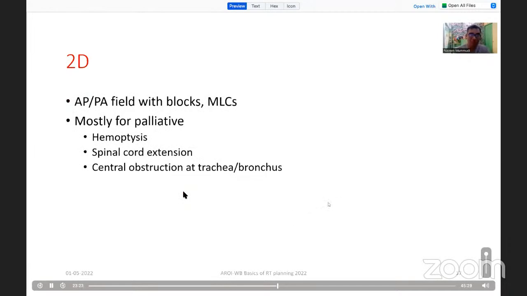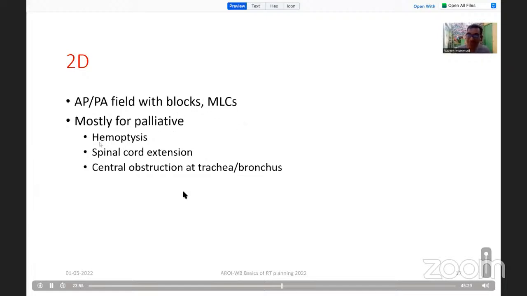So now moving on to our planning part. We have done the simulation, we've done the contouring. Now how do we go about planning? As I mentioned earlier, we don't do much of two-dimensional or three-dimensional, especially for radical patients. But when you're doing two-dimensional, how we used to do it earlier is that we generally used AP-PA fields with some blocks or MLCs when there was some facility to do that. But most of the time we were doing two-dimensional based planning only for patients for palliative treatment.